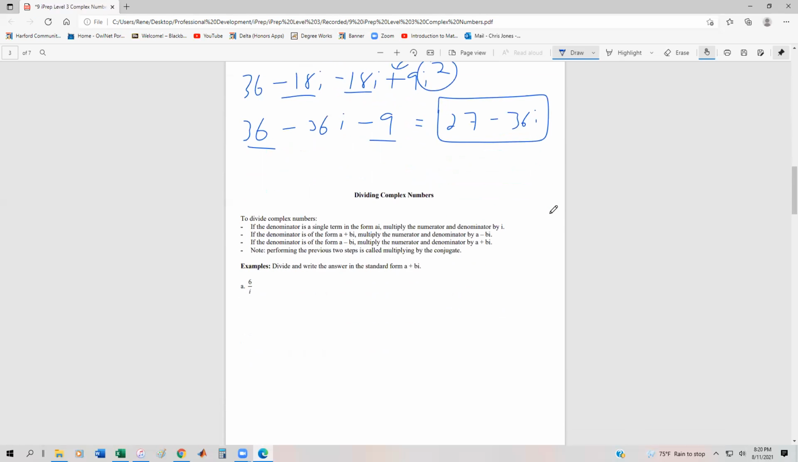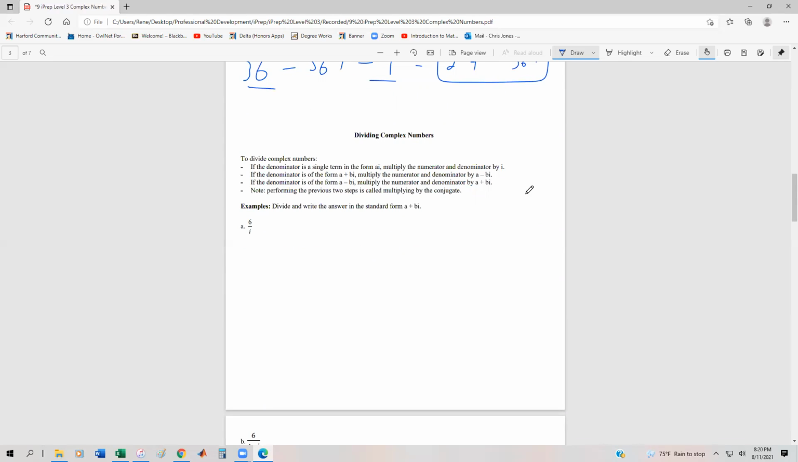If we divide complex numbers, what we're going to do is multiply. If we just have a single i in the denominator, we're going to multiply the top and the bottom by i, right? And what this is going to do is turn it into a form where we don't have any i's in the denominator, all right? And so we have our 6 over i, and we're going to multiply that by i over i.